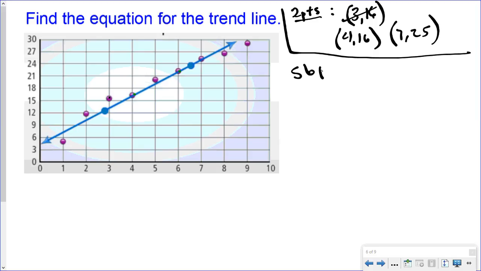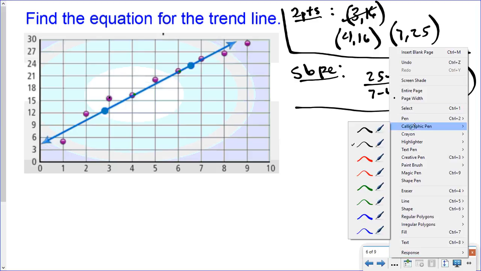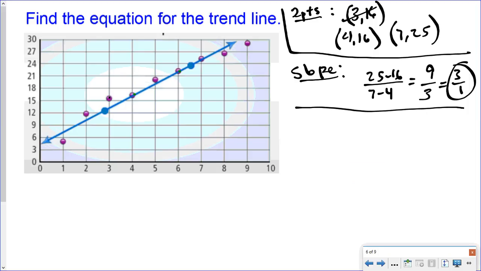Next, I need to find the slope. In order to find the slope, I do y2 minus y1 over x2 minus x1. And I end up with 9 over 3, which is just 3 over 1, right? That's my slope. After that, what do I need to do? I need to find my y-intercept.